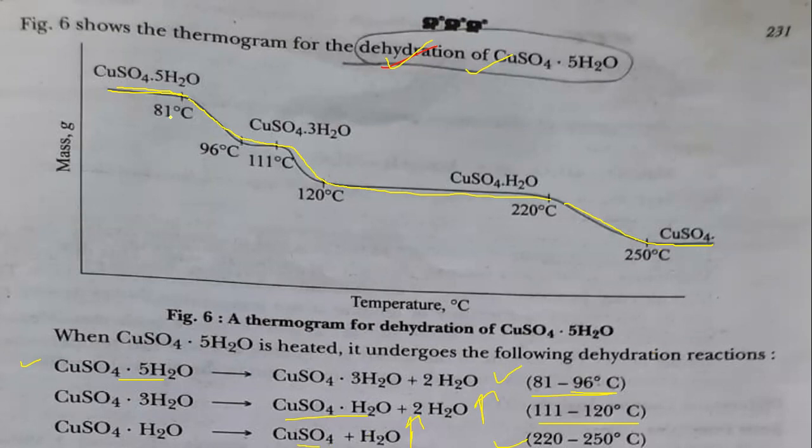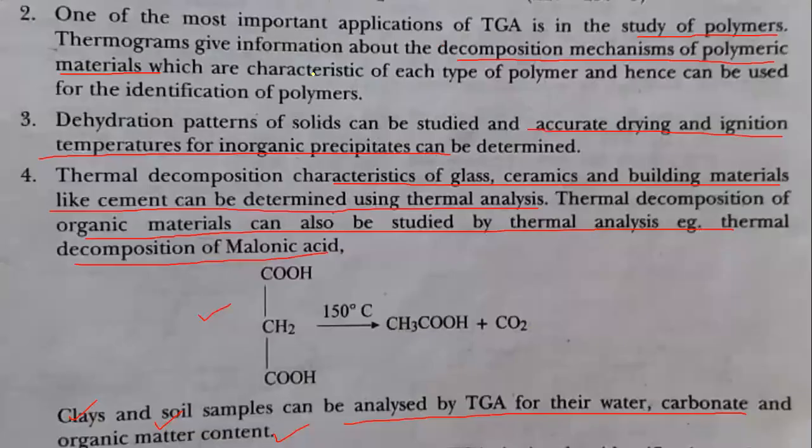If you see in the diagram, the same things are observed. From 81 to 96, one change is there. Then from 111 to 120, one change is observed. Then 220 to 250, one more change is observed. So the same changes are there. We can see the reactions below. One of the most important applications is that we can study polymers.